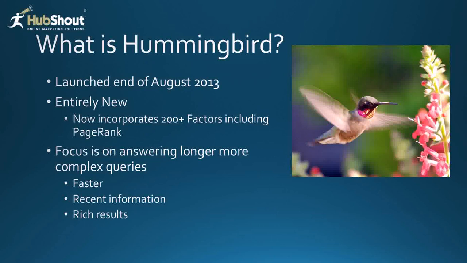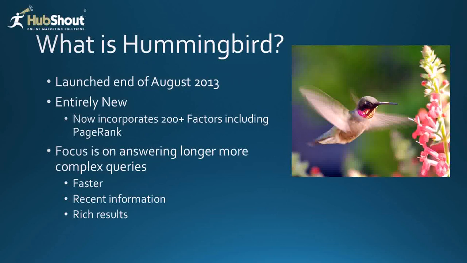Danny Sullivan said that if you think about Hummingbird, it's almost a whole new car, or at least a whole new engine in a car in terms of the way it works, whereas some of the other incremental enhancements, Caffeine, even things like Penguin and Panda, have been more like new alternators, a new camshaft, things that were tack-ons and improvements to the engine, whereas Hummingbird is a whole new engine.